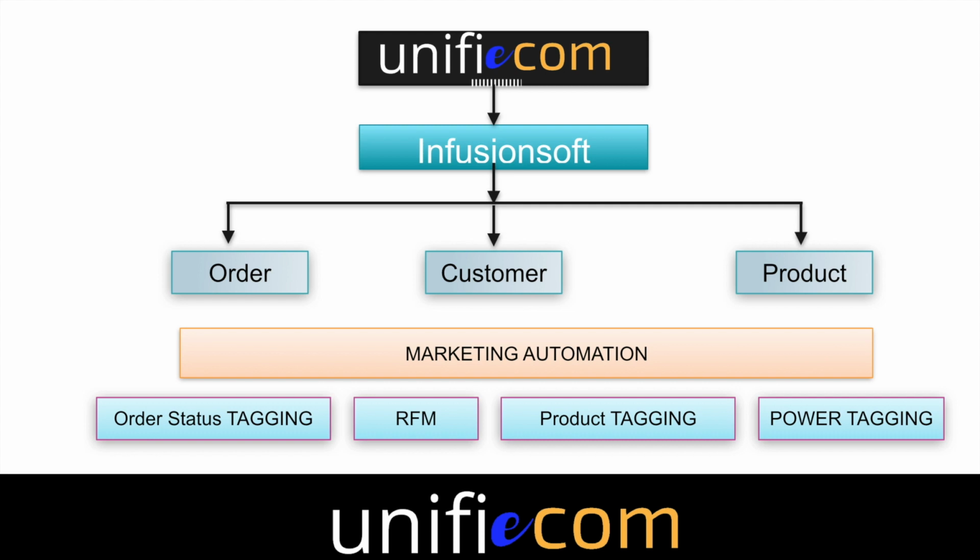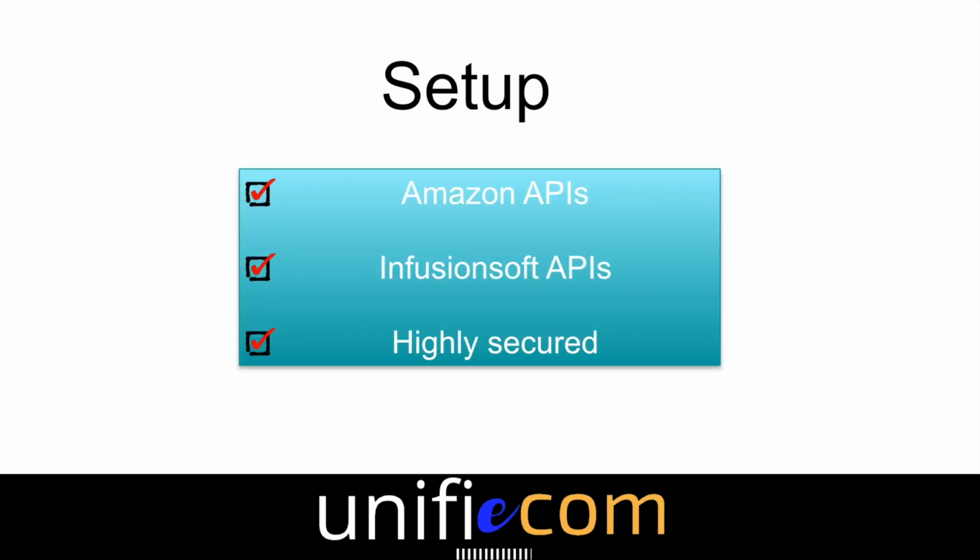Now what we are using is the tagging mechanism, where we are tagging based on the status of the order, whether it's been shipped or it's been purchased, where exactly it is. We also tag the products, which product they have bought, so that you can trigger the specific campaigns accordingly. And we also use the power of RFM and the power tagging, which I will explain a bit later.